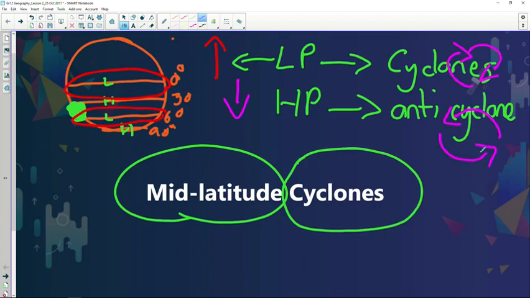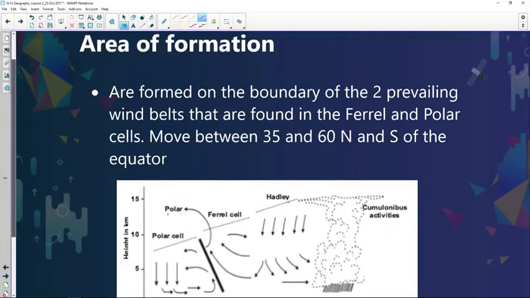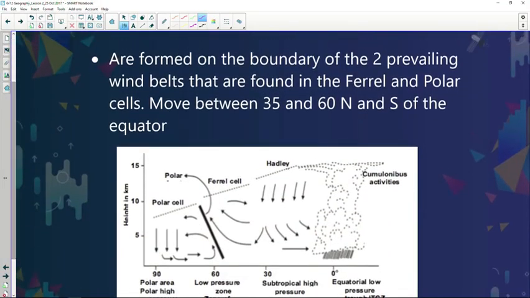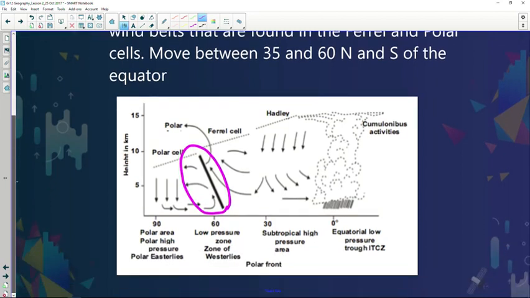Now let's quickly look at this name, mid-latitude cyclones. First of all, we need to look at where the formation takes place. And over here is the area of formation. It forms between the boundary of two prevailing wind belts, in this case between the tricellular air movement, between the polar and the Ferrel cell. This is where the cold polar easterlies and the subtropical westerlies are. And this is the area where they are formed. Now, this is a cross-sectional point of view.